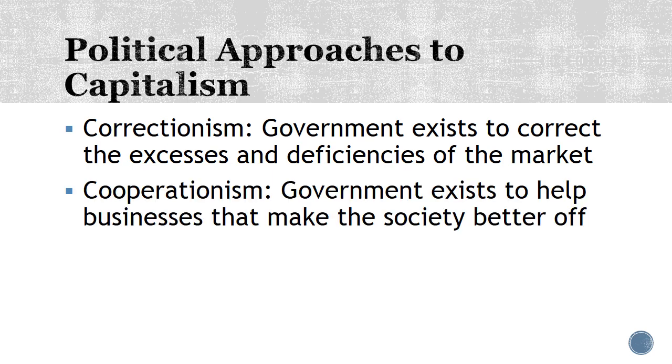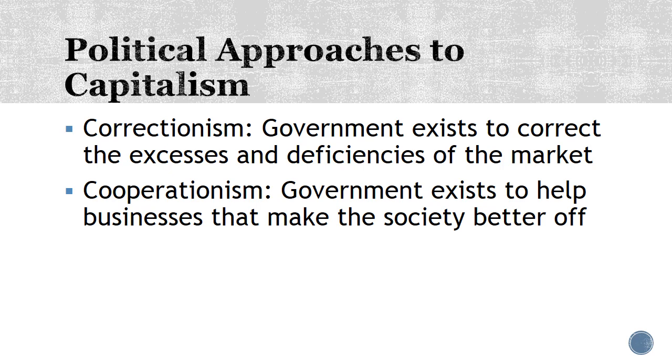Another view would be something like cooperationism. Dr. DeGeorge points out that maybe the best example of this would be, for example, contemporary Japan. The view of this kind of philosophy says that government exists to help businesses that make the society better off. The idea is that it's sort of pro business so long as that business is also pro society, right? The idea is that government and business cooperate, hence cooperationism, in an effort to make society as good as it can be. And that's one kind of model.